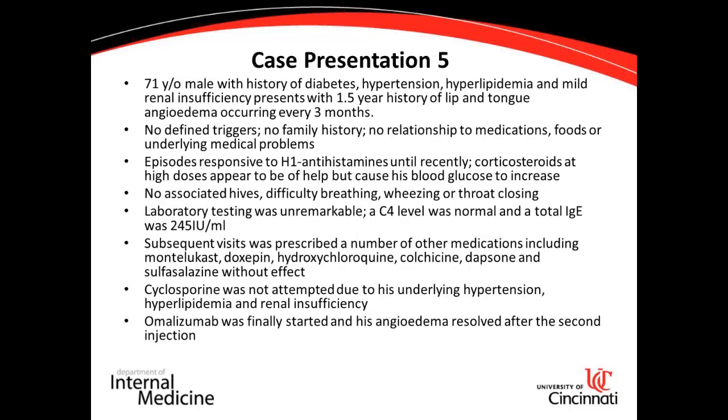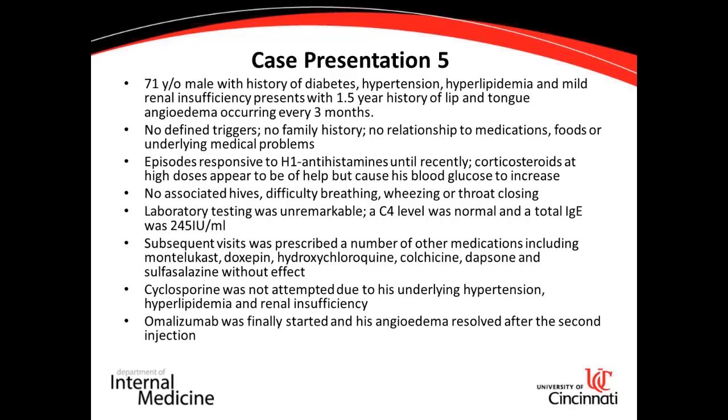So the next case is a 71-year-old male with a history of diabetes, high blood pressure, cholesterol, mild renal insufficiency who presents with a 1.5-year history of lip and tongue swelling, which occurs every 3 months. No defined triggers, no family history, no relationship to medications, foods, or underlying medical problems. The episodes were responsive to antihistamines until recently. Corticosteroids at high doses appear to be of help, but cause blood glucose to increase. He has no associated hives, difficulty breathing, wheezing, or throat closing.